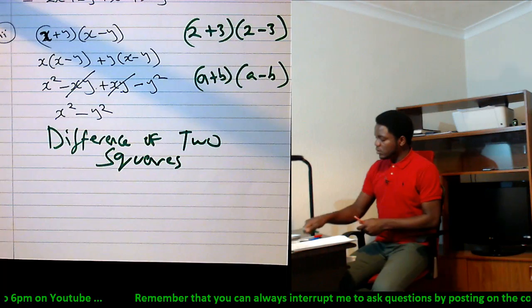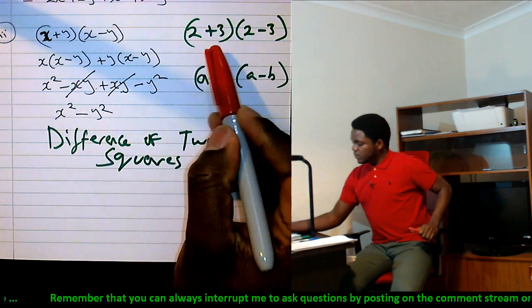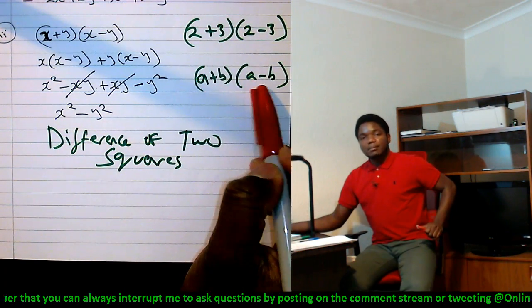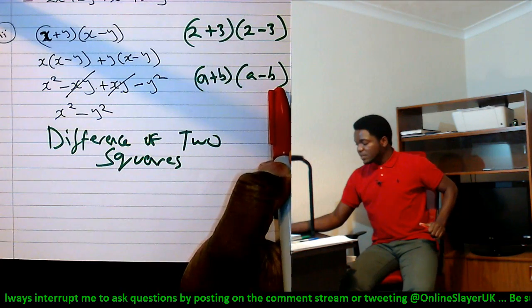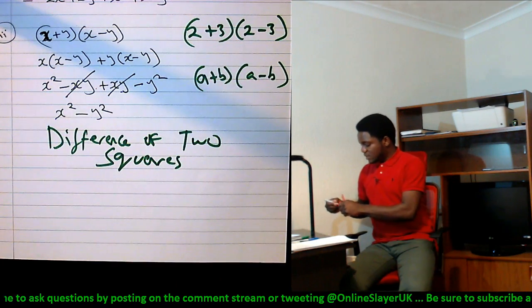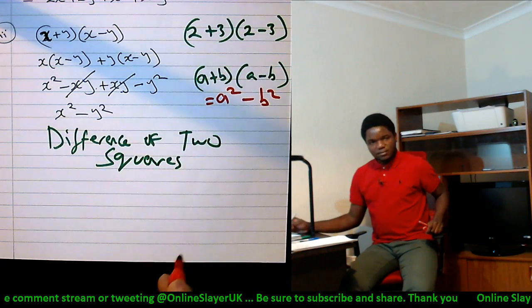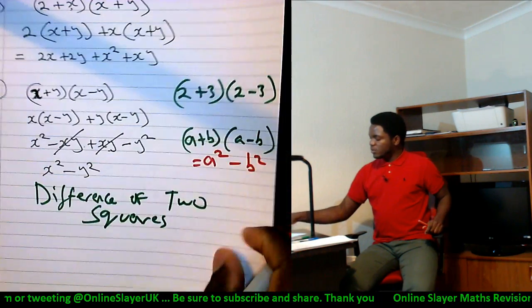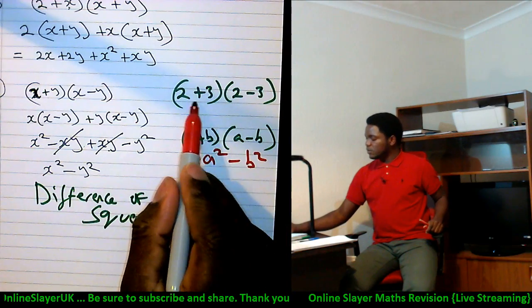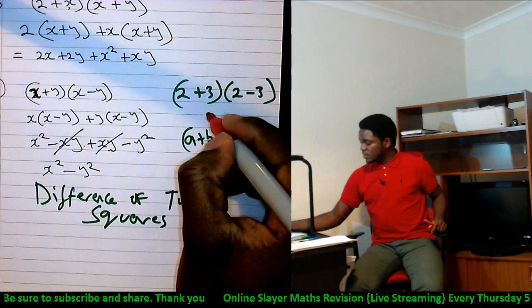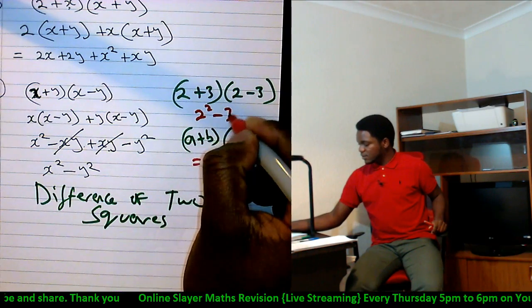Therefore, what do you think will be the answer when you multiply a plus b times a minus b? You're just going to have a difference of these two squares. So it's definitely going to give you a squared minus b squared. So what do you think will be the answer from 2 plus 3 into 2 minus 3? It's just going to be 2 squared minus 3 squared. You can confirm that.